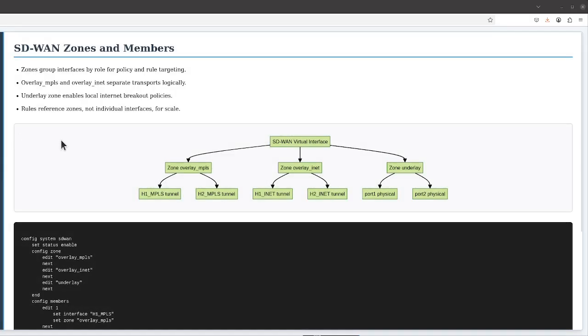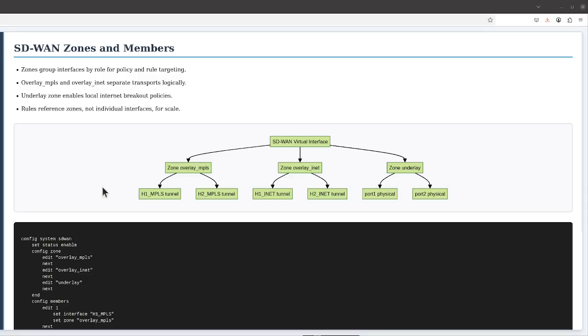SD-WAN zones and interface membership. Now that we have 4 overlay tunnels on each spoke, we need to organize them into SD-WAN zones. Zones are FortiGate's way of grouping interfaces that share a common role or purpose, so that SD-WAN rules can reference the zone rather than listing every member interface individually. Let me walk you through this SD-WAN zone membership diagram.